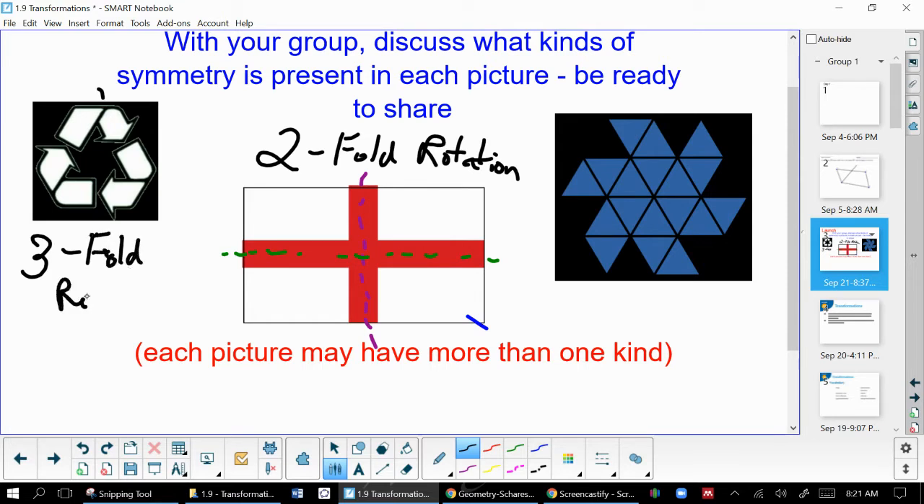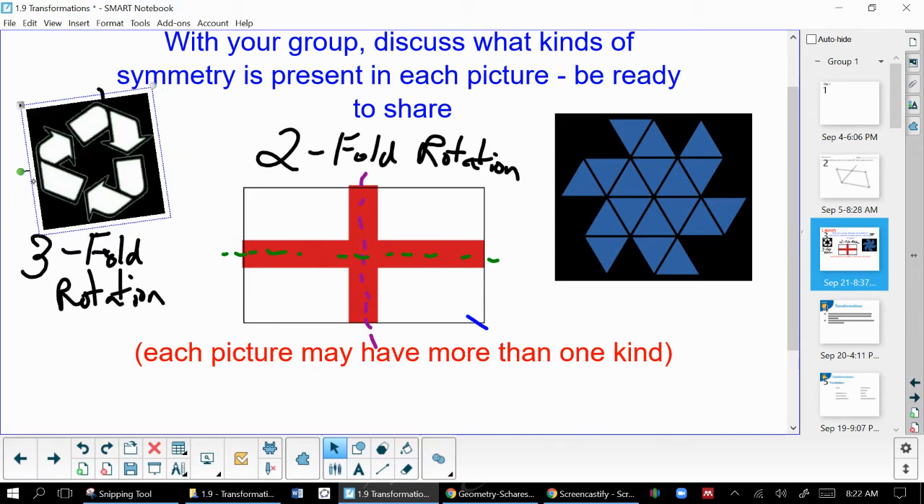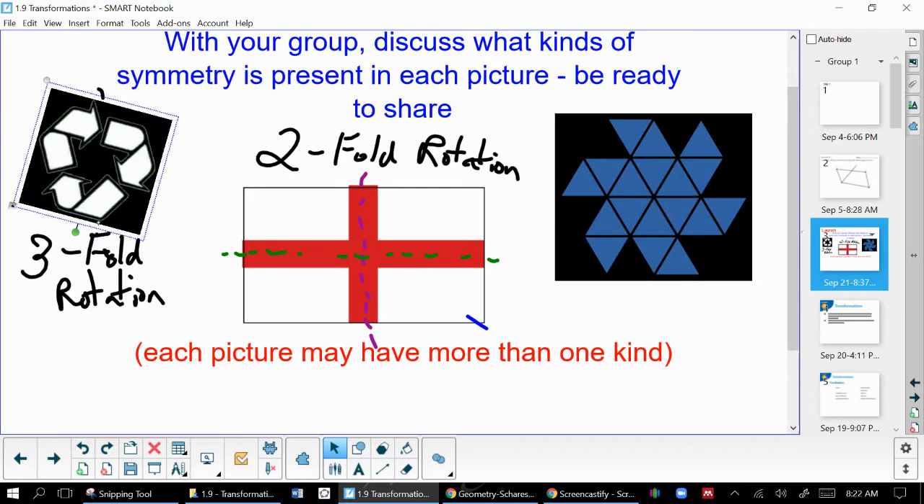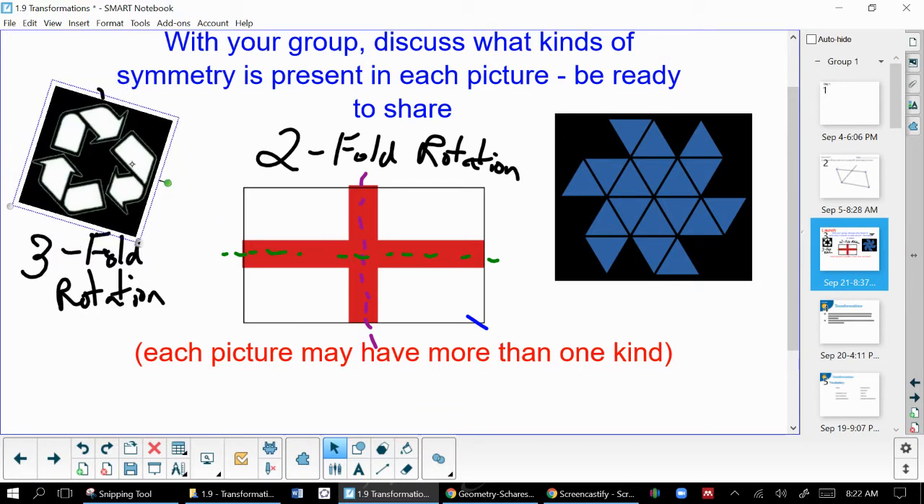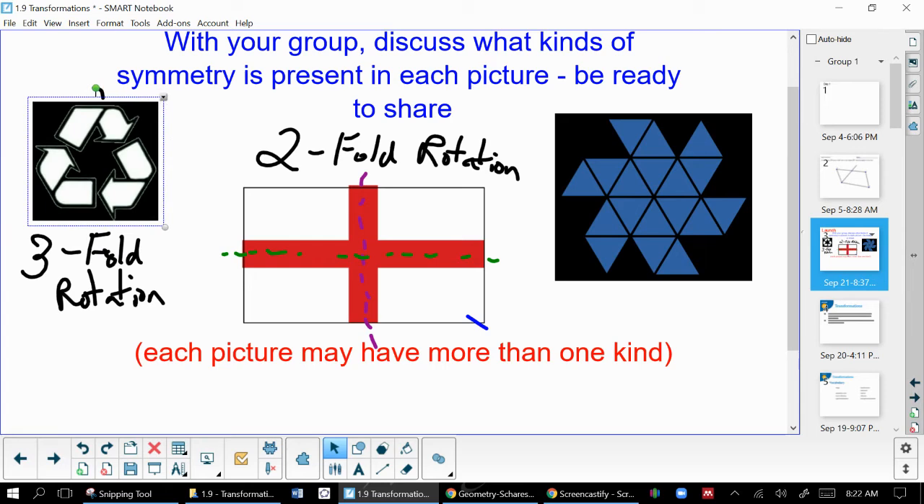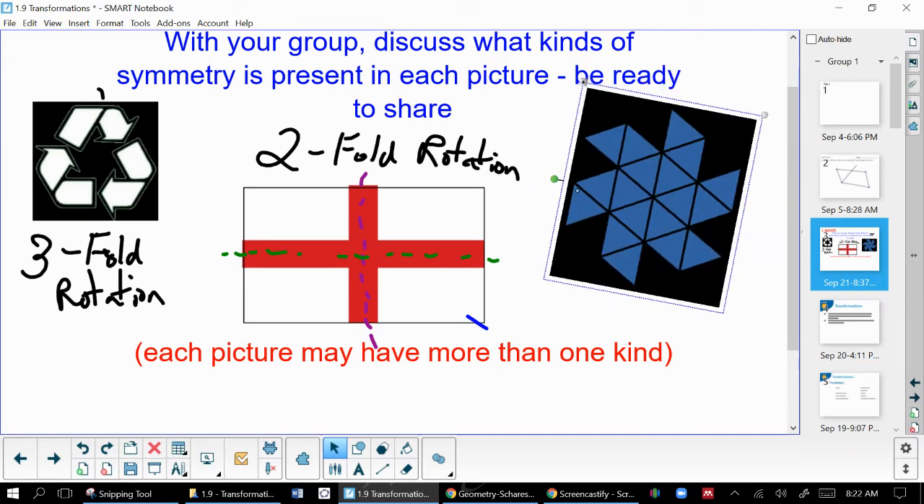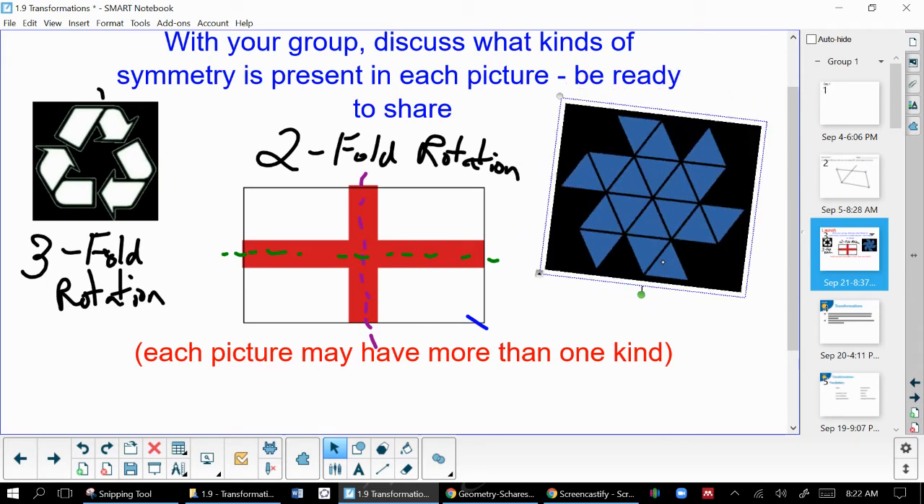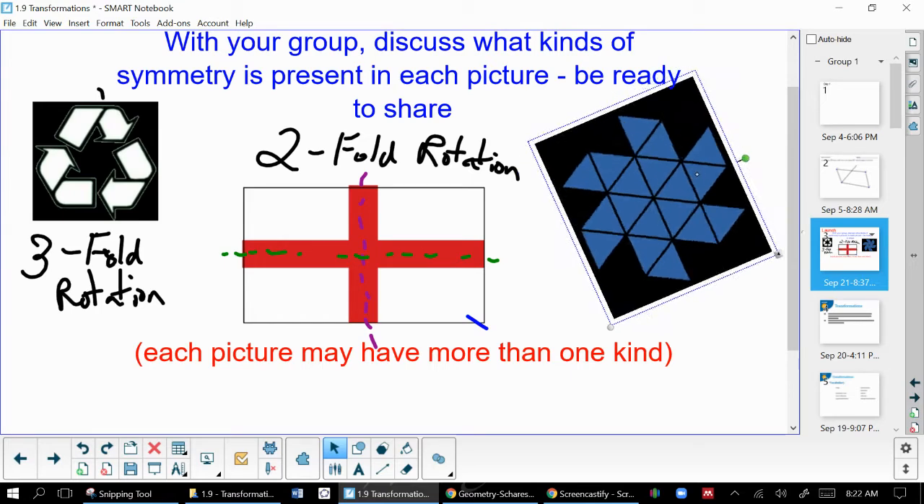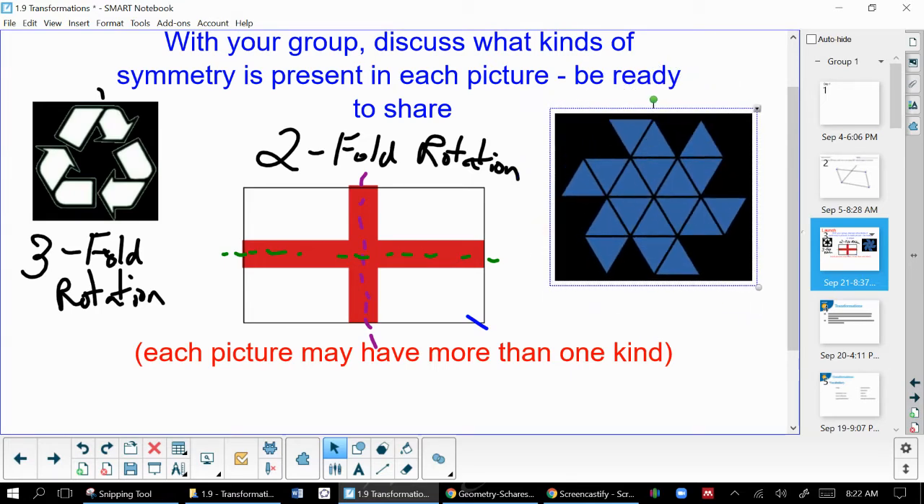Threefold rotational. So what you can do there is you can take that shape and rotate it a third of the way, and another third of the way, and another third of the way. It looks the same. And this last one here is sixfold. So if I turn it like that, once, twice, 3 times, 4 times, 5 times, and 6 times, I'm back where I started. So that one is sixfold rotational symmetry.